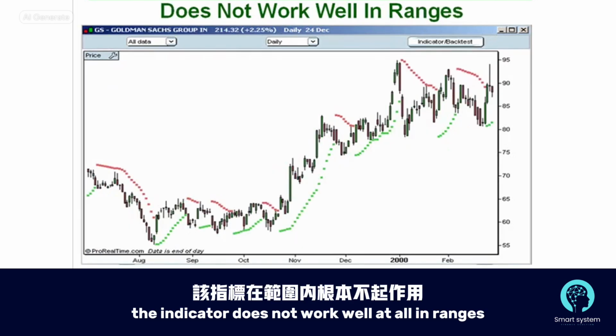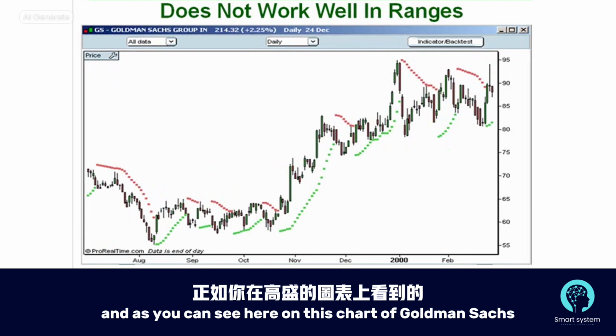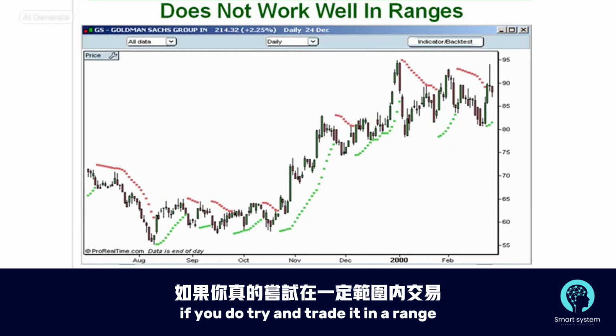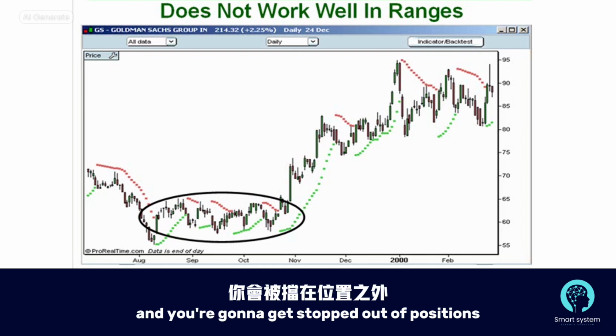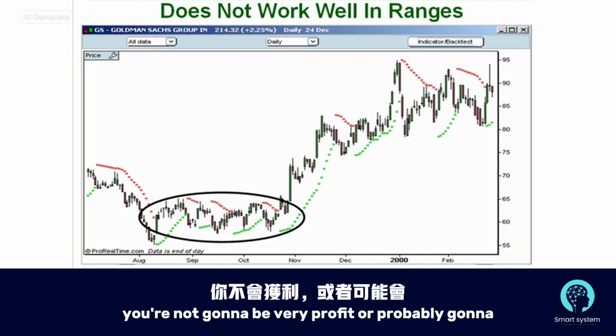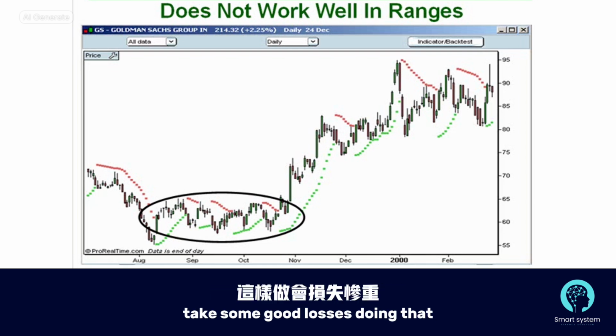The indicator does not work well at all in ranges, and as you can see here on this chart of Goldman Sachs, if you do try and trade it in a range, you will get whipsawed a lot, and you're going to get stopped out of positions. You're not going to be very profitable, or you're probably going to take some good losses doing that.